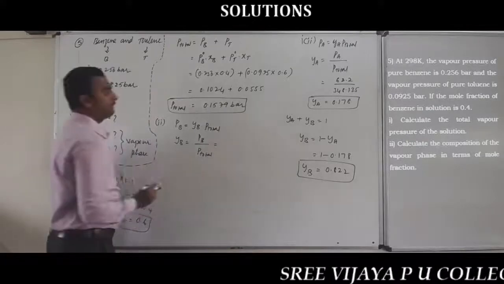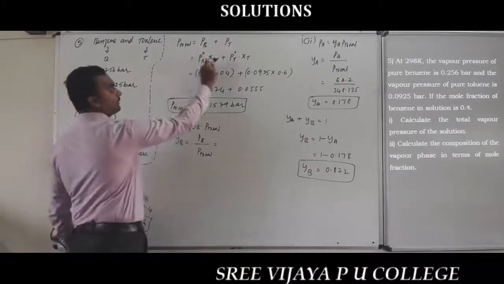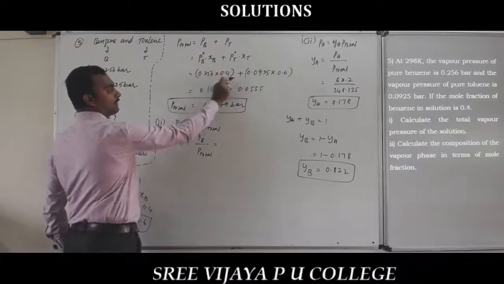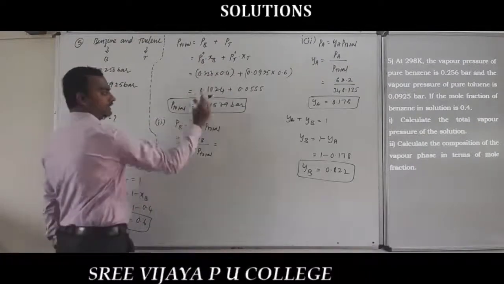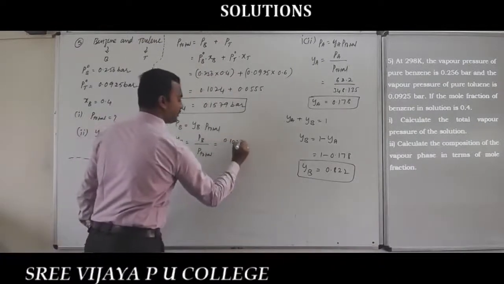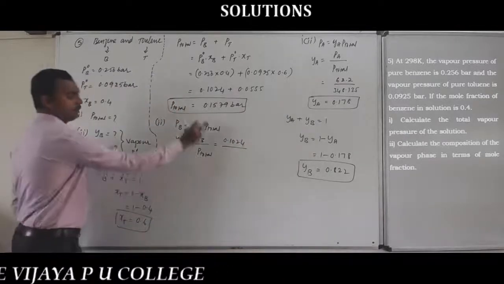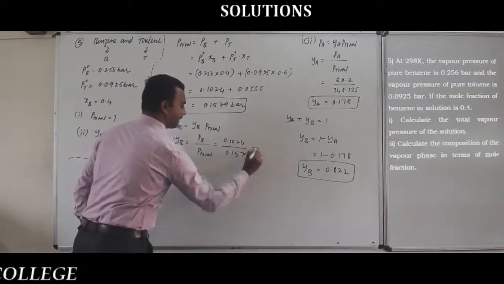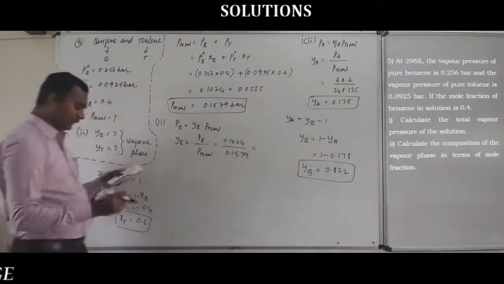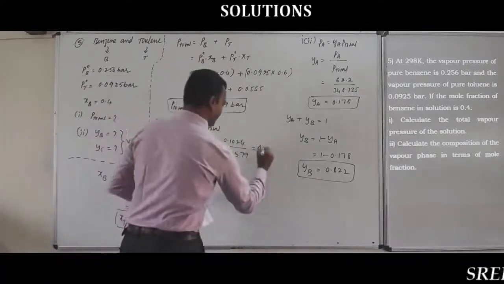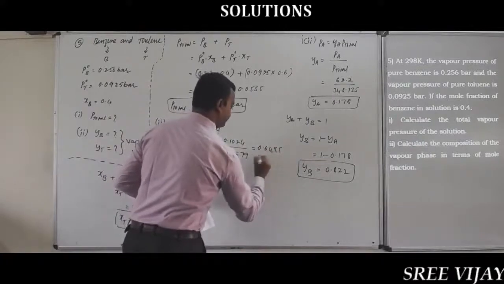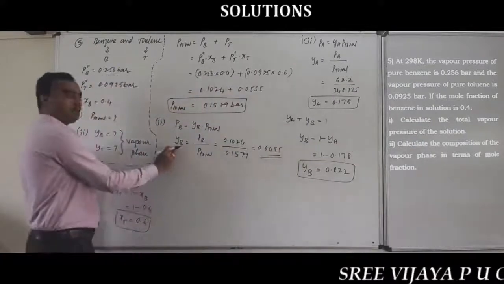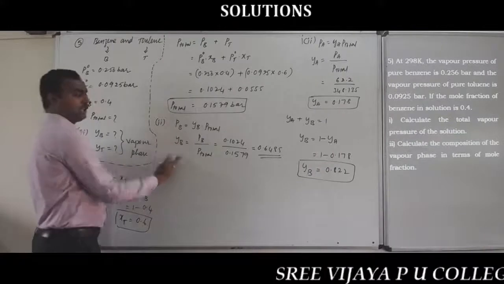So what is the value of PB? PB is P naught B into XB. P naught B into XB, put it, is 0.256 into 0.4, that is about 0.1024, divided by P total we have calculated, 0.1579. So we will divide, and we will get 0.6485. That is the mole fraction of component benzene in vapor phase.